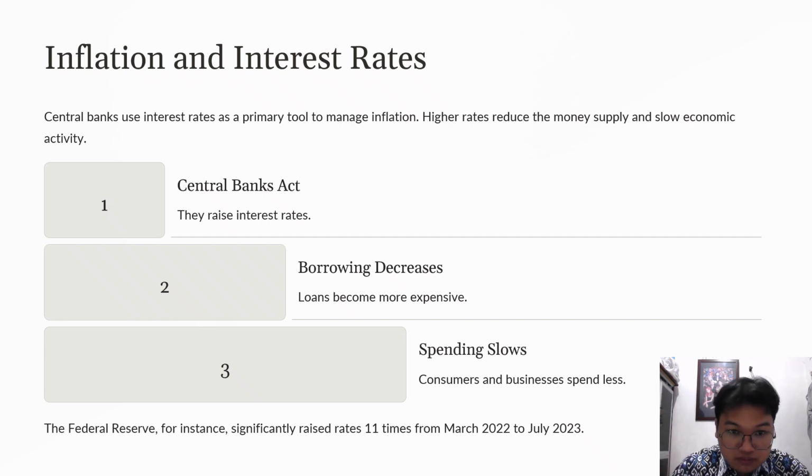Inflation and interest rates. Central banks use interest rates as a primary tool to manage inflation. Higher rates reduce the money supply and slow economic activity. First, central banks raise interest rates. Second, borrowing decreases. Loans become more expensive, and third, spending slows. Consumers and businesses spend less. The Federal Reserve, for instance, significantly raised rates 11 times from March 2022 to July 2023.